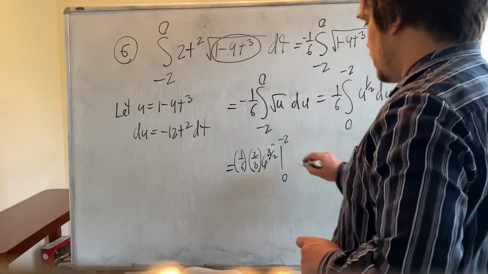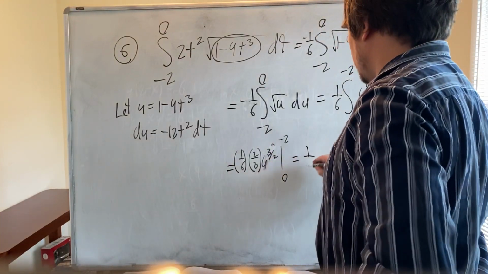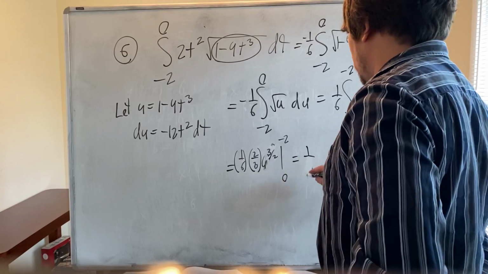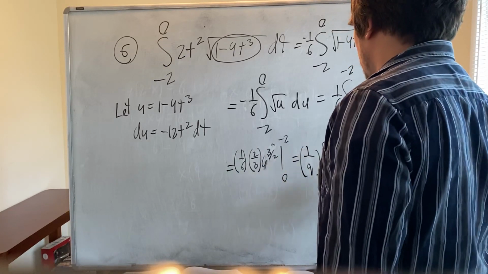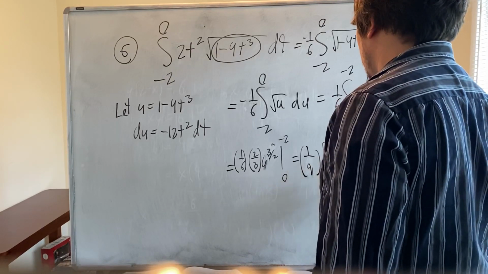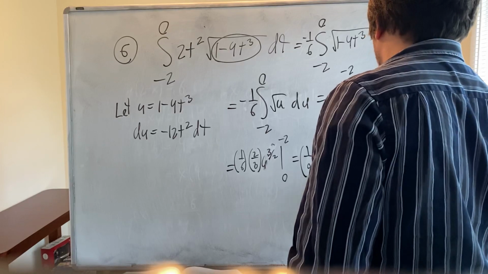Okay, and so this is equal to 1/9 times -2 to the 3/2 minus 0 to the 3/2.